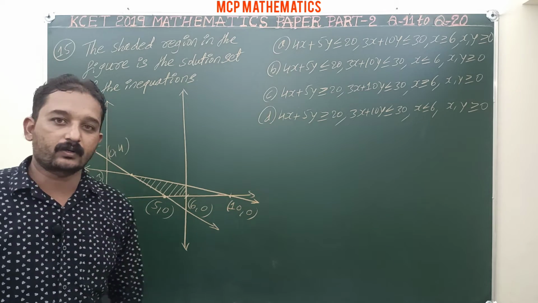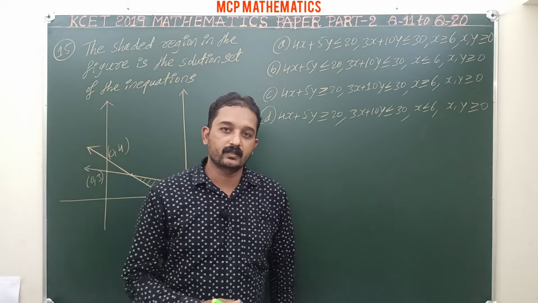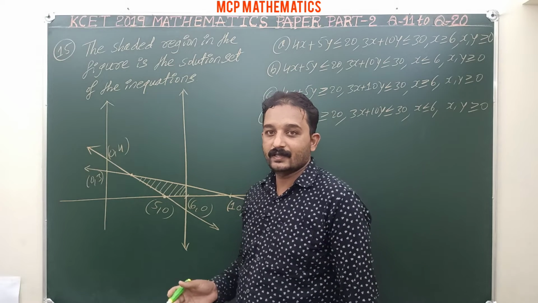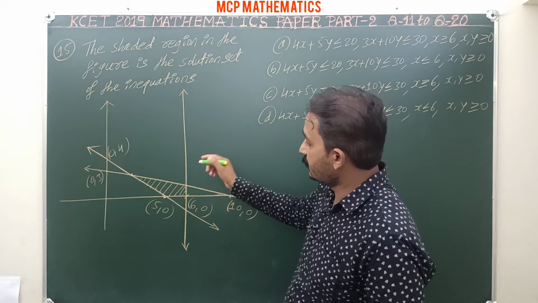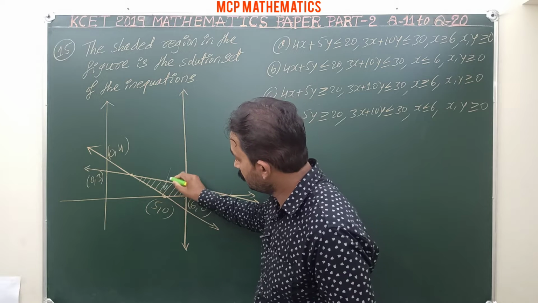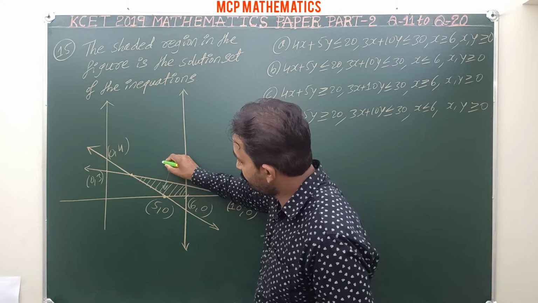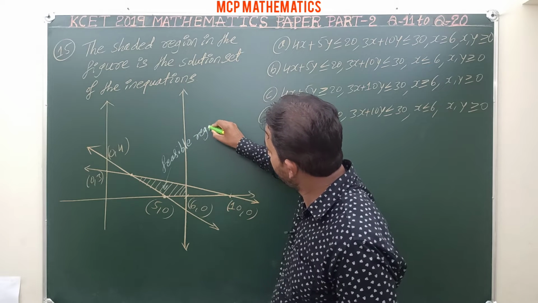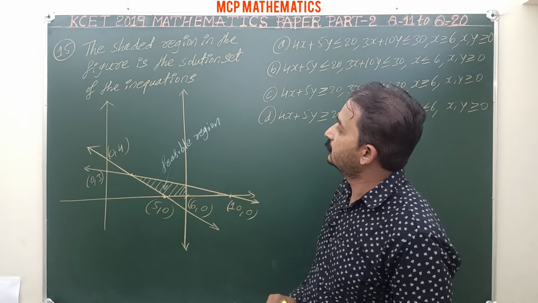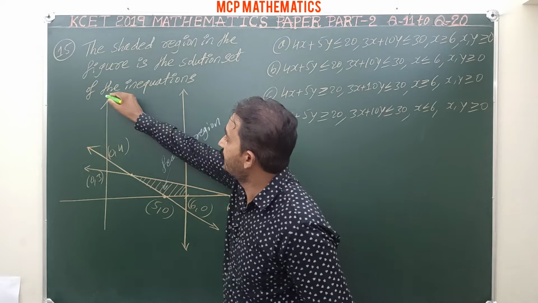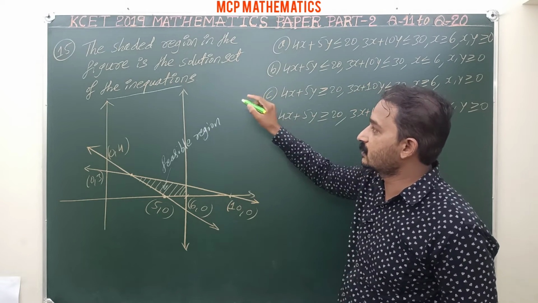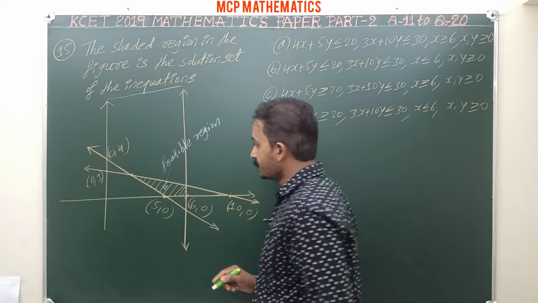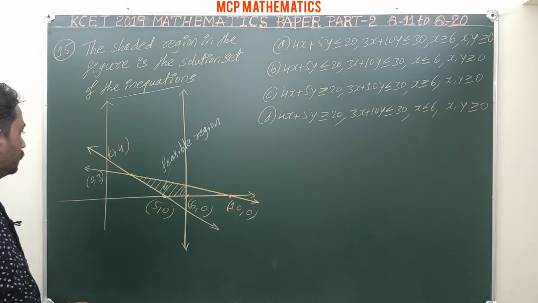Now let us move on to question number 15. This question is based on the chapter linear inequality, which belongs to the first year. So let us see the question. This is the shaded region, so the shaded region is nothing but the feasible region, the solution region R. In the figure is the solution of the inequation. We have to find the inequation that this solution region satisfies. So first see the graph of this question.